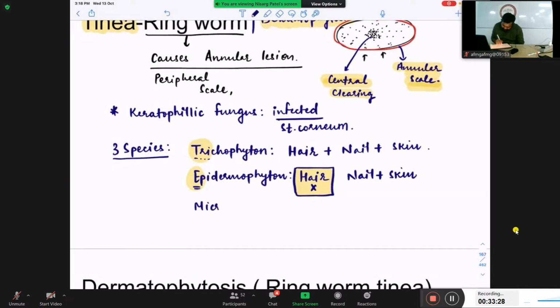The third is Microsporum. The letter M is near the letter N, so nail is not involved in the infection caused by Microsporum. Microsporum will infect my hair and skin.